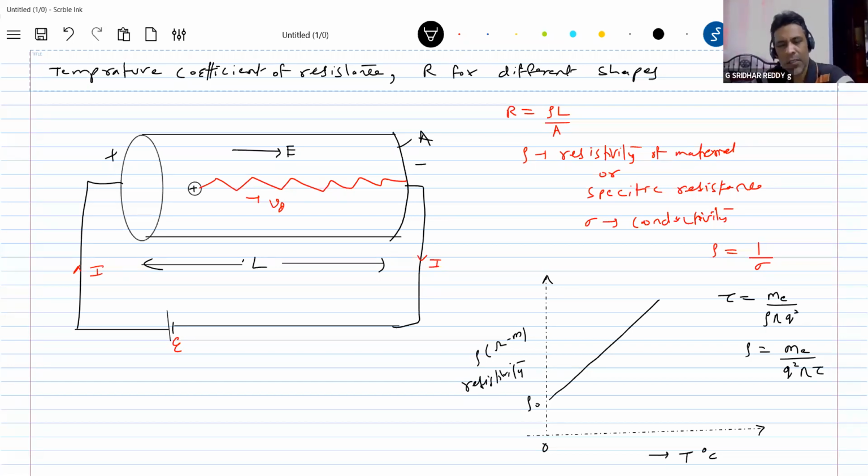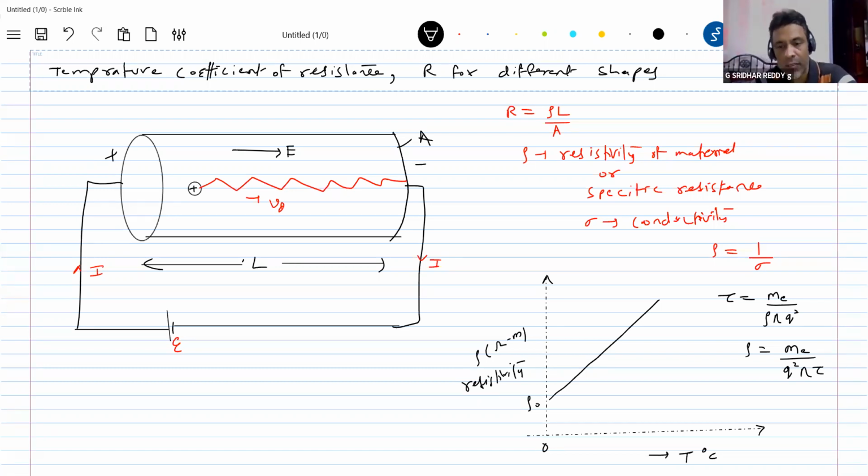Let's come to it one by one. The resistivity is for different materials. What is eta? Eta is the concentration of free electrons. What do you mean by concentration of free electrons? It depends upon the atoms and the density of the material. So the concentration of free electrons will be different for different materials. What is tau? That will also be different for different materials. That's why the resistivity will be different for different materials.